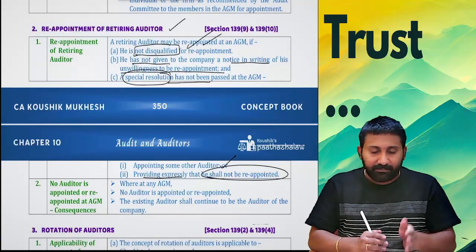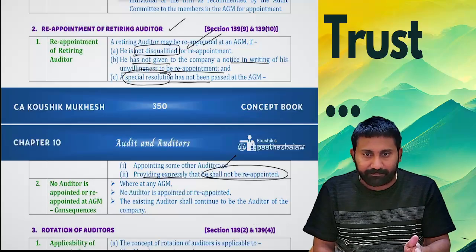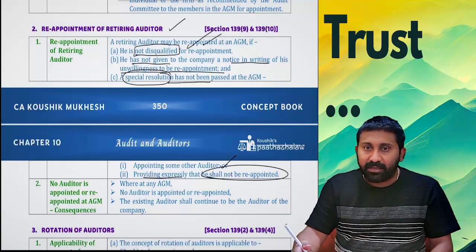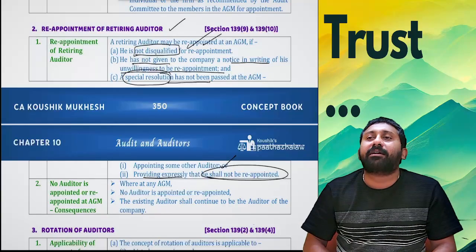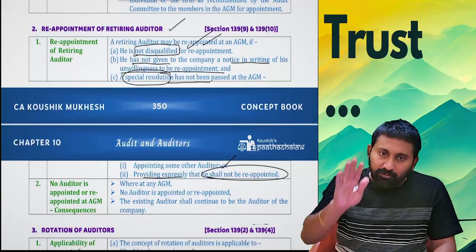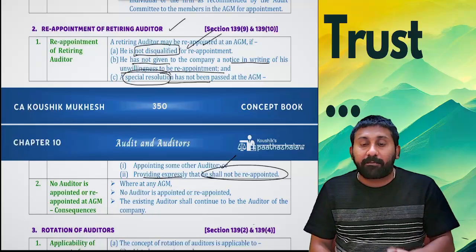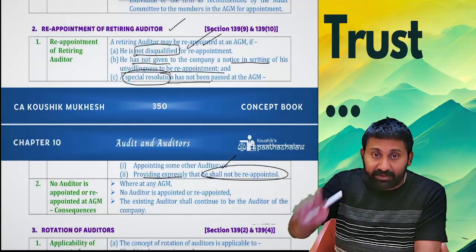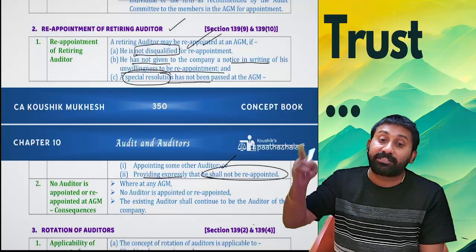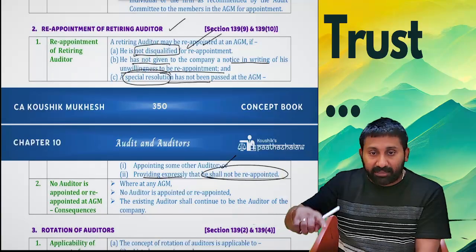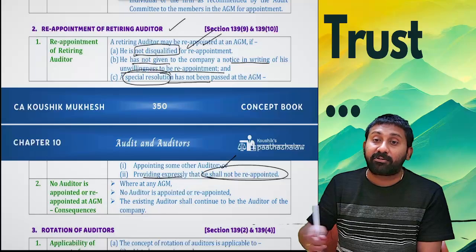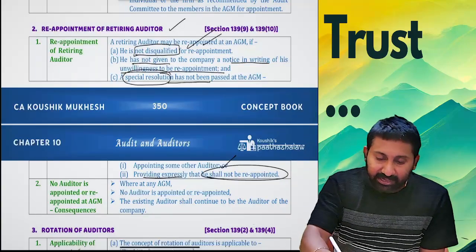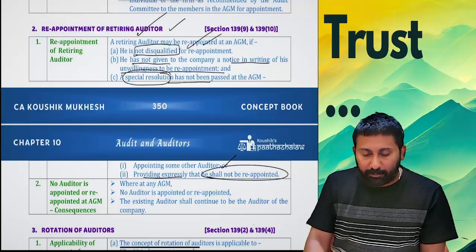So first, you are appointed in the first AGM. From the conclusion of the first AGM till the conclusion of the sixth AGM, you can continue. In the meanwhile, there are 5 AGMs. In all those AGMs, you will be reappointed if you are not disqualified, or you didn't show any unwillingness, or a special resolution is not passed for appointing some other person in your place, or a resolution not to continue you. In all these cases, the retiring auditor will be reappointed.